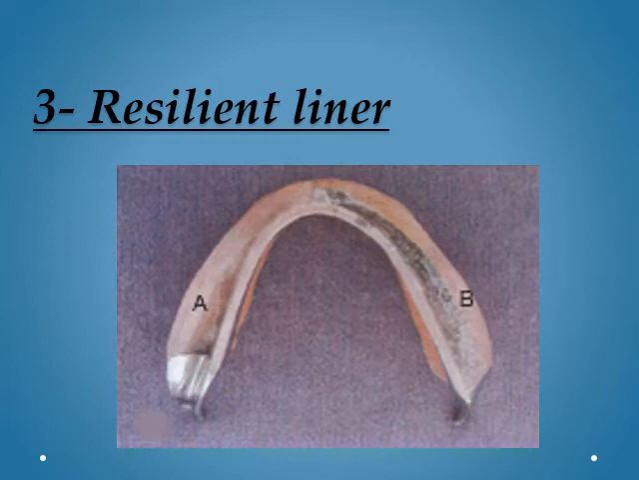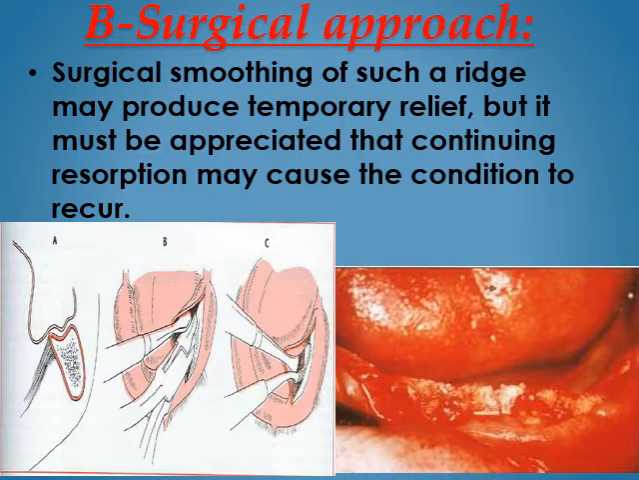ثالث حاجة استخدم resilient liner، ان انا ابطن الفيتنج سيرفيس بريزيليانت لاينر act as a cushion absorb الفورس. ده عامل زي حاجة تاخد الفورس absorb لها وما توصلهاش كلها للريدج اندر. Surgical approach، آخر حاجة إن إحنا نفكر فيها هي السيرجري. Surgical smoothing of such a ridge may produce temporary relief. لو عملنا شغل السيرجري ده بيدي relief مؤقت.